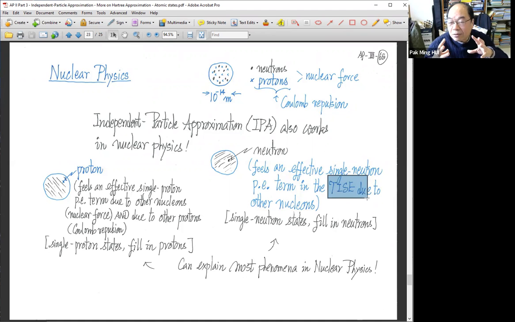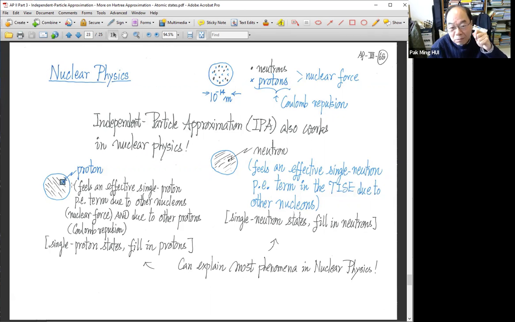After we do that, we have single neutron states. Then we use Pauli exclusion principle to fill in the neutrons. Because neutrons are spin half, they also obey the fermion or electron Pauli exclusion principle. So we are done with neutron, but the complication is we have to do the proton question again.